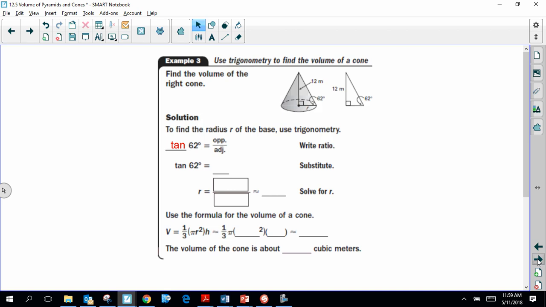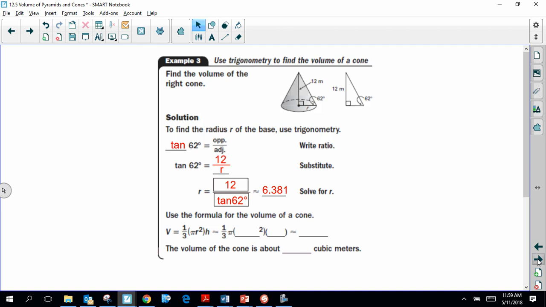So here, because of where the angle is located, we know the side opposite of the angle, and we're looking for the side adjacent to the angle, so that tells me I'm going to use tangent. Again, make sure your calculators are set for degrees and not radians. Substituting, the opposite side is 12, the adjacent side is what we're looking for. Algebraically, the tangent of the angle and the radius are going to trade places. So the radius is equal to 12 divided by the tangent of 62. So the radius is about 6.381.